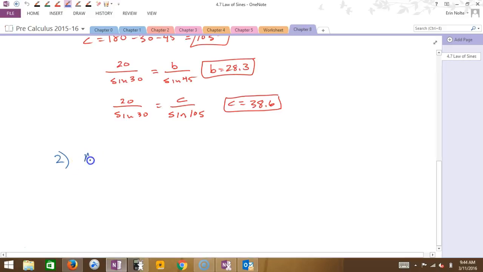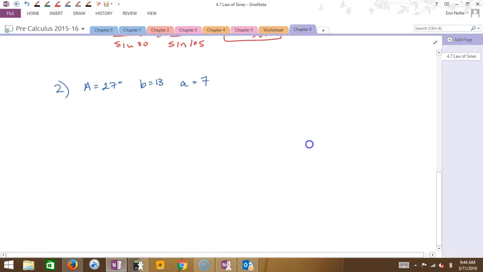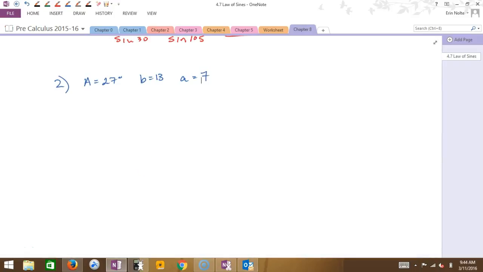Okay, so let's say they give us that angle A is 27 degrees, side B is 13, and side A is 7. Shall I draw a triangle? Perfect, okay, this is a really good triangle. This is A, this is B, and this is going to be C, so this is going to be 27, this will be 7 over here, and B is 13 over here.